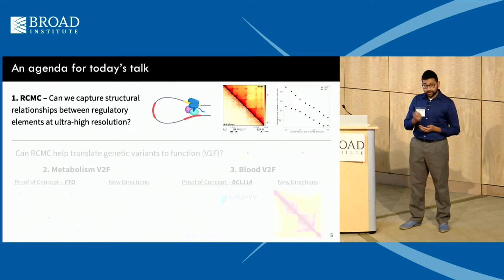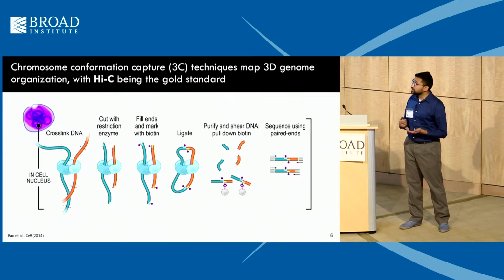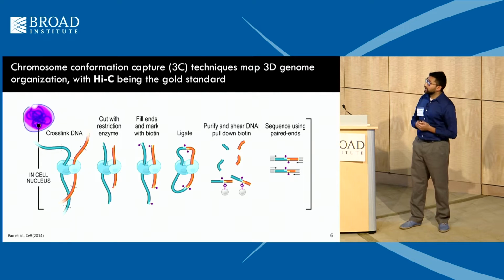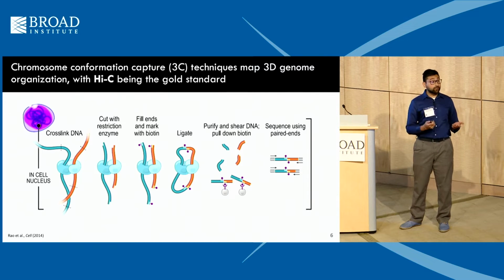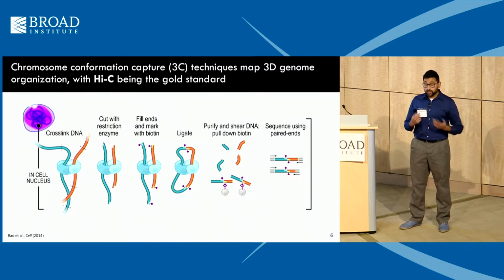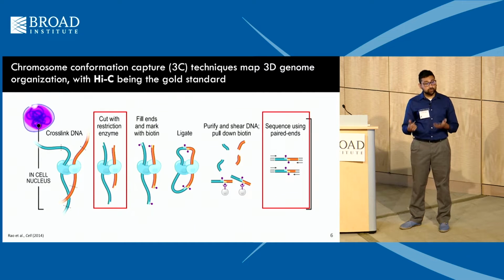To dive right into some background on RCMC, I know I motivated the need for us to connect variants to functions by beginning to understand how enhancers connect to their cognate genes. One of the really traditional workhorses in this field has been chromosome conformation capture technologies, or 3C techniques. The gold standard of which has been this technique called Hi-C, which I'm showing the method for here. In a nutshell, Hi-C allows you to cross-link DNA, digest it with restriction enzymes, ligate the free-floating ends, and then create a library that allows you to reconstruct structural information.